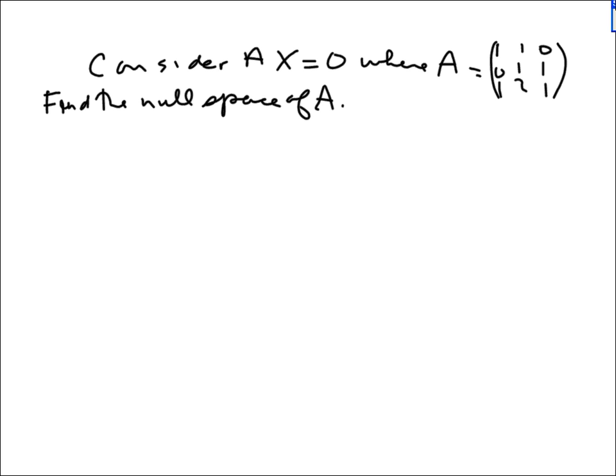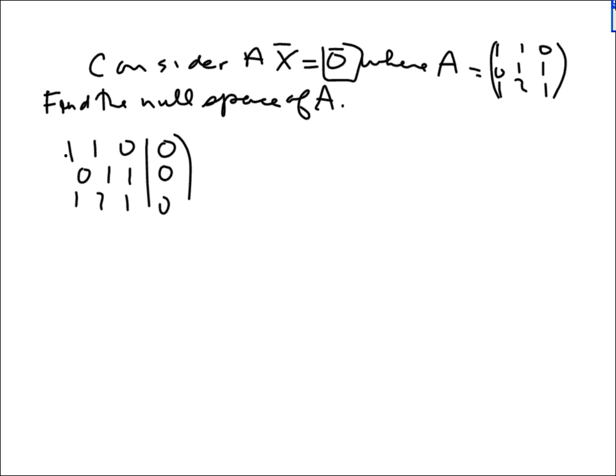Okay, so we want to reduce A. Remember, we want to solve this system of equations, or this augmented matrix. We put the 0 vector at the end. That's what it equals. It equals the 0 vector.